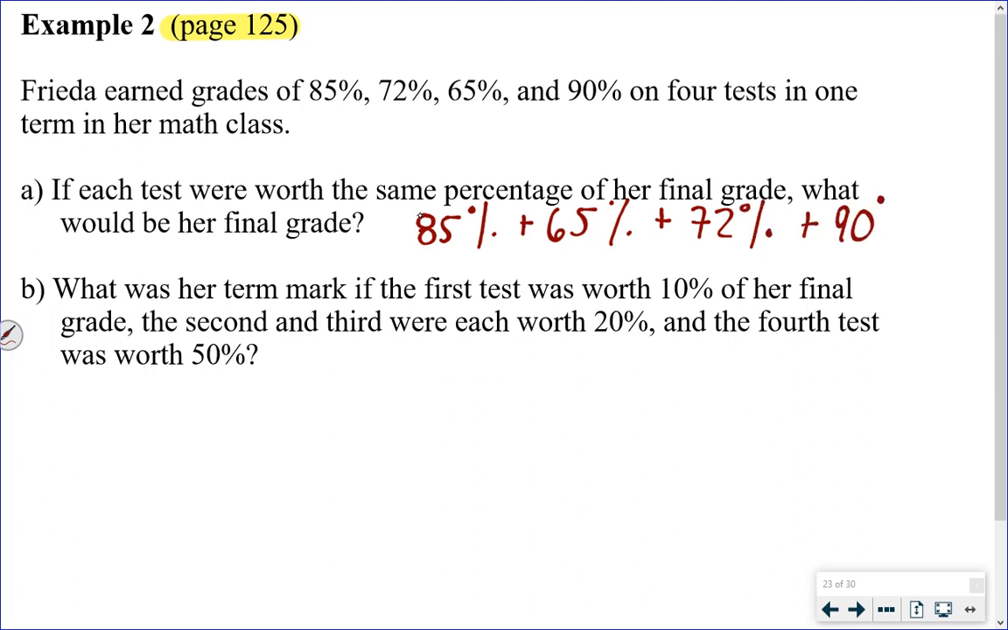And you all know that the order you add these in doesn't matter, right? So I missed the 72. I threw it in third. 85, 65, 72, and 90. And we would add those together and we would divide by 4. Why 4? Well, because there's 4 marks that we're averaging. So I'll give you a minute to do that, please.